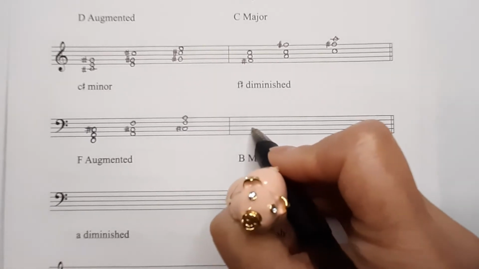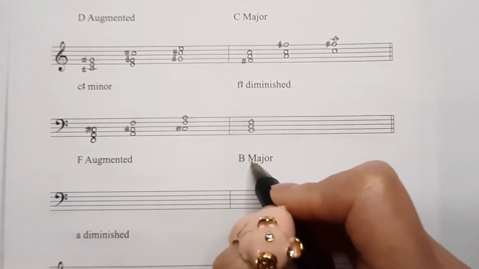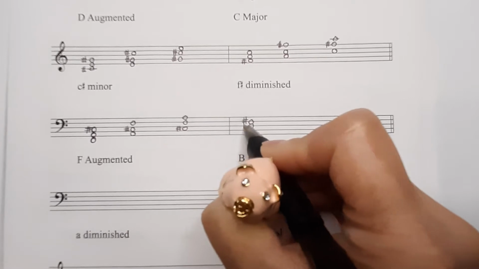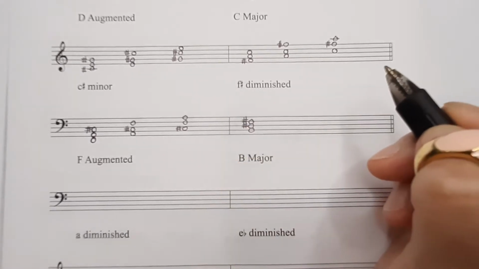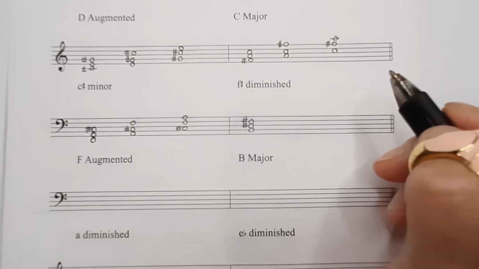B major. Here's a B, D, and F. What do you have in the key of B major? Sharps. F sharp, C sharp, G sharp, D sharp, and A sharp, right? Okay, so there's B, D sharp, and F sharp. This is B major triad.